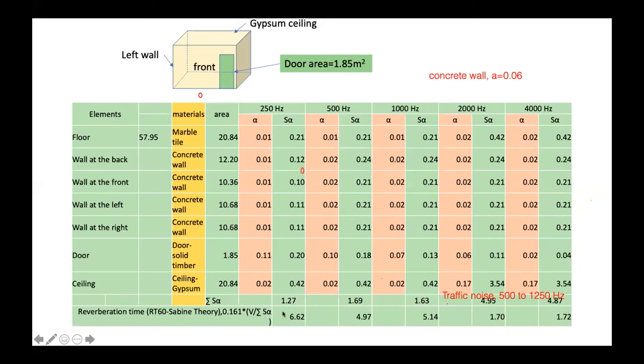It can be seen that if your room is empty with the concrete wall, this is the reverberation time that we obtain from the calculation. Meaning that for the sound pressure level to drop by 60 dB, it will take about 6.62 seconds for 250 Hz, and for 500 Hz it will take 4.97 seconds.